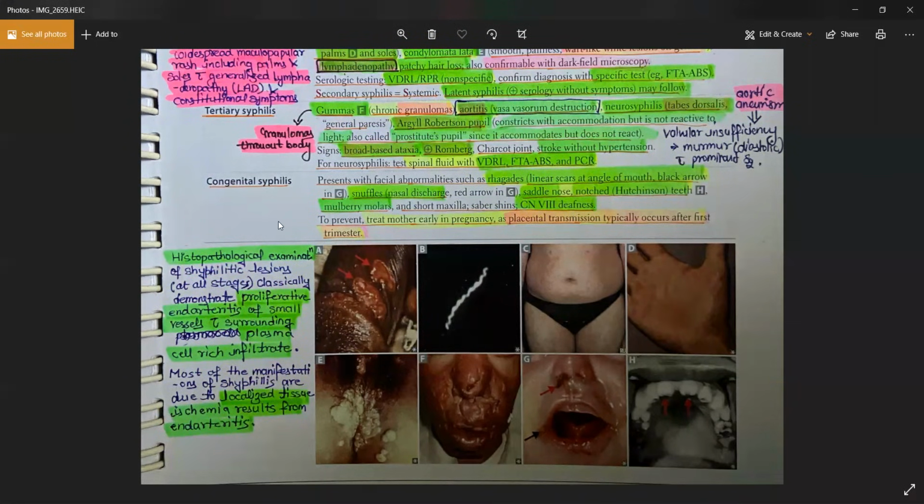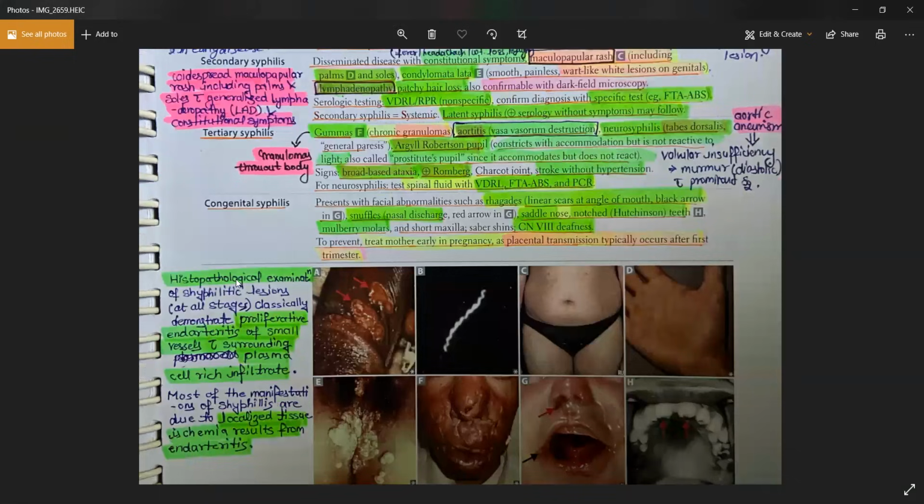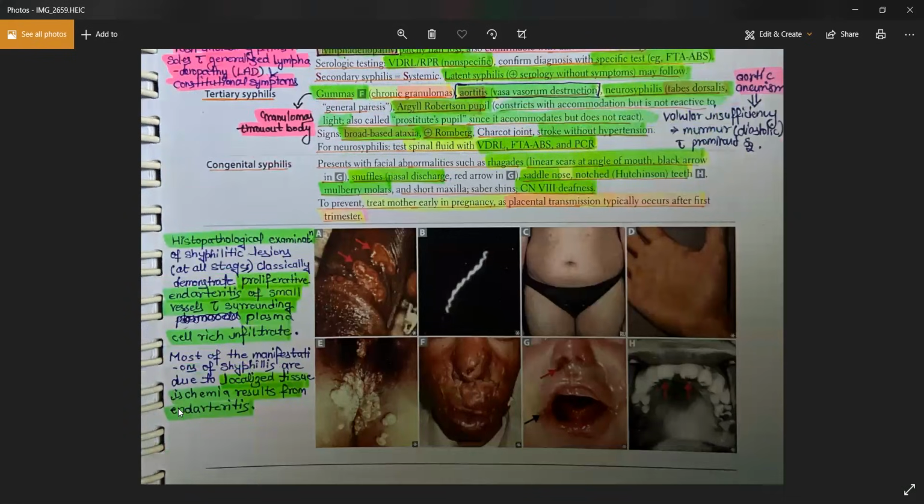Okay, and every symptom that you notice here is a result of the fact that the blood vessels keep on getting damaged, right? So we lose the blood supply to the organs or to the areas that syphilis affects, and that's why we have all of these symptoms: because of loss of blood supply, because of the ischemia that results from the endarteritis.